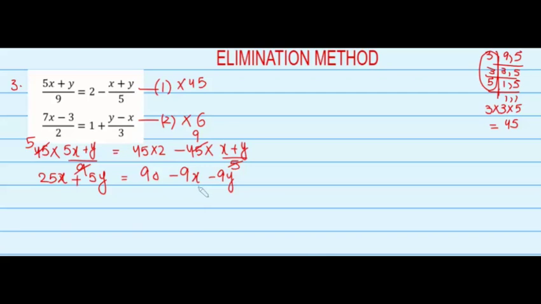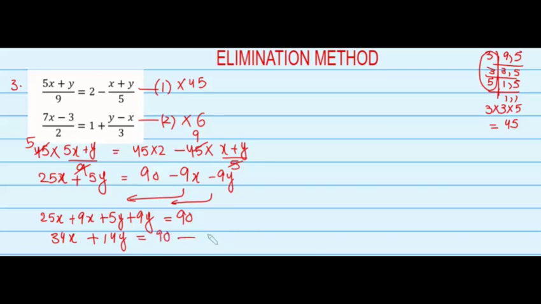Taking both the terms of x and y to the left hand side. So we have 25x, this becomes positive 9x, right? And plus 5y as it is, and this negative 9y becomes plus 9y. And here we are left only with 90. So 25x plus 9x gives you 34x. And 5y plus 9y gives you 14y, and this is equal to 90. Say this is equation number 3.